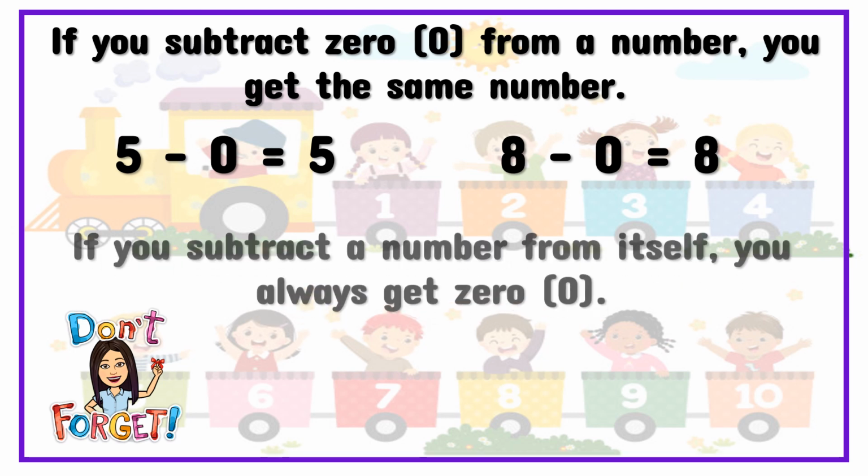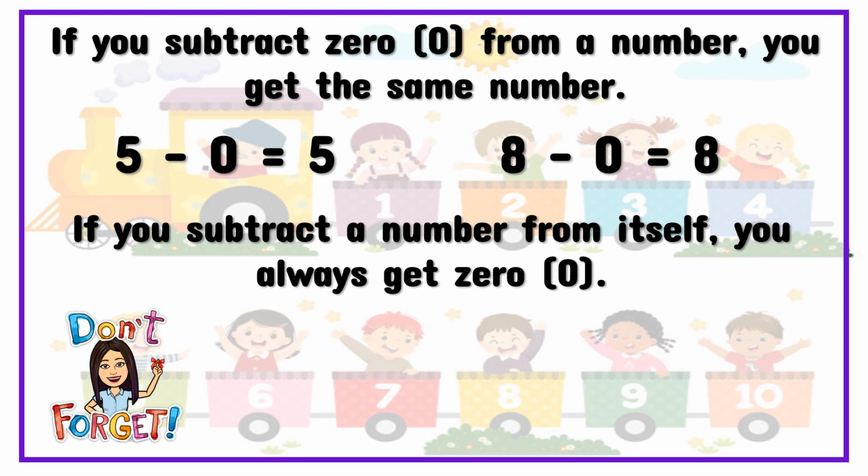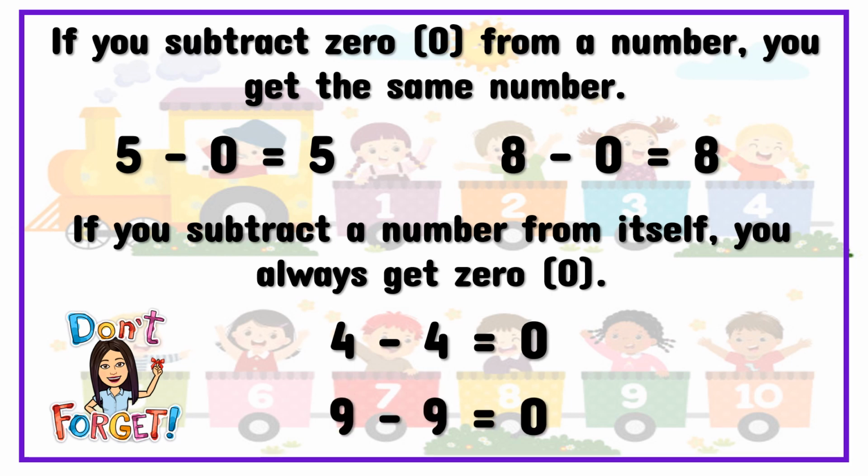Another one, if you subtract a number from itself, you always get 0. Example, 4 minus 4 is equal to 0. 9 minus 9 is equal to 0. Again, if you subtract a number from itself, you always get 0.